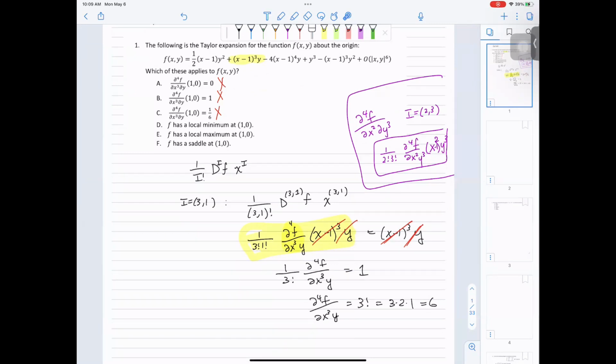Or you can also see that I want the coefficients to match. The coefficient in front of (x minus 1) cubed y is this thing, so I have that here. And the coefficient in front of (x minus 1) cubed y over here is 1. So I put the 1 there, and then I solve for the partial.